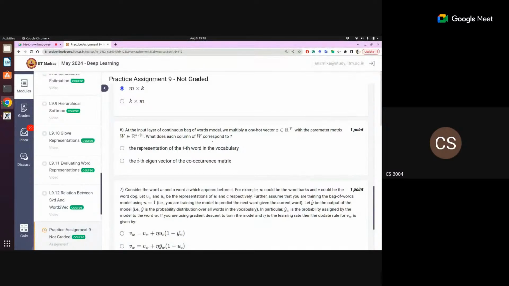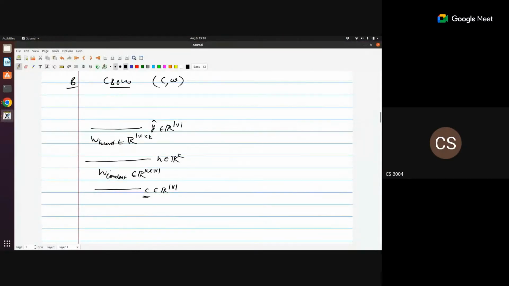What does each column of W correspond to? W is the parameter matrix with which we multiply the one hot vector. So basically, they're talking about W context. Your H is going to be a multiplication of W context and C. Your W context is K cross V, and C is V, so this comes out to be K. So everything is fine. What they're asking is, what does W context contain?